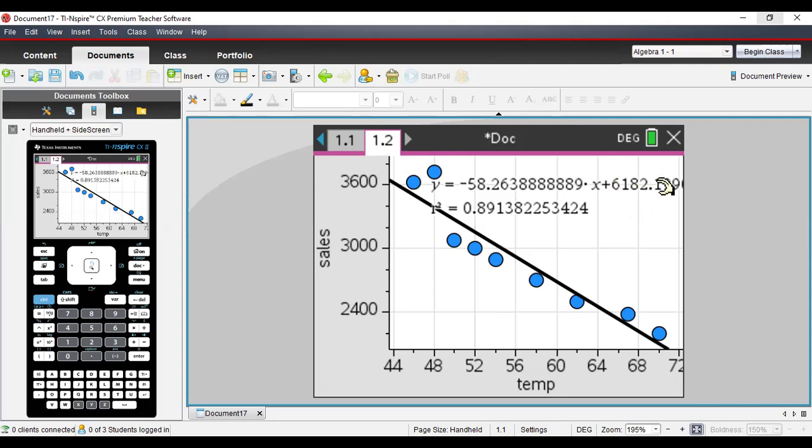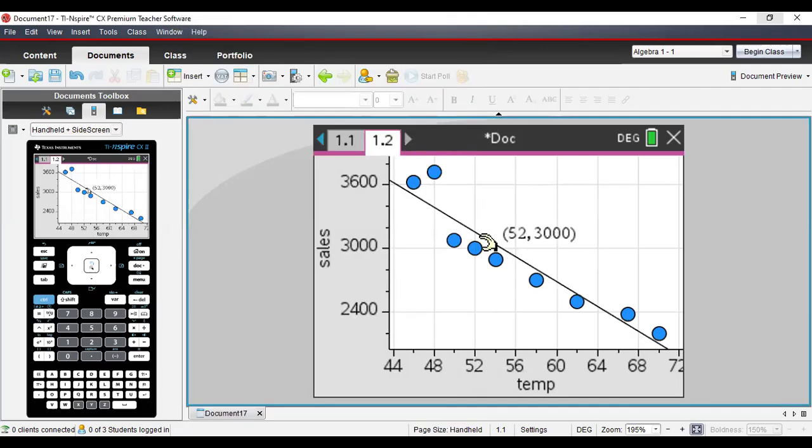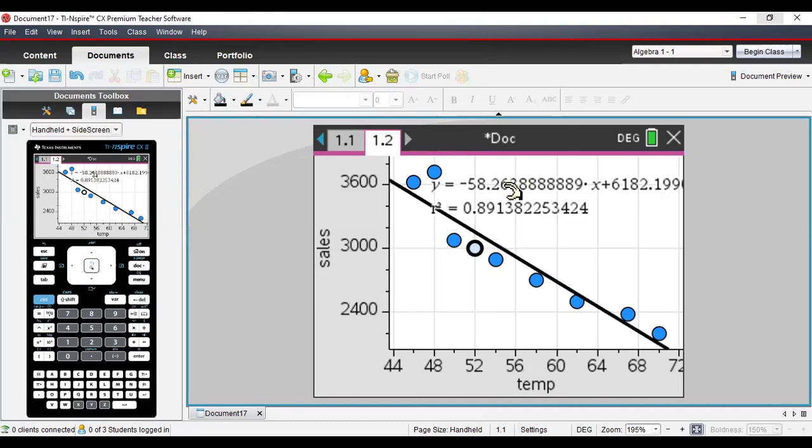There's a 1, so that's 4 below. So we're just going to drop all of the decimal part, and it's going to be 6,182. So I'm going to go here and write that. So it's going to be y. Actually, it's not y. It's f of t, because they want us to write it as a function. So it's going to be f of t equals negative 58. We rounded it. And instead of using x, we're going to use t, because that's the variable we're supposed to use. And then the y-intercept is going to be 6,182. So if we go back, you can see that that is the rounding, right?